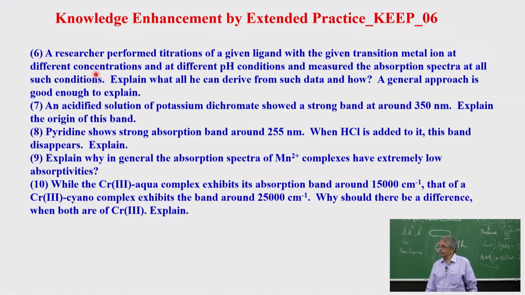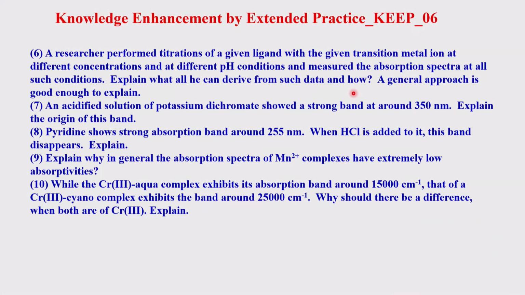A researcher performed a titration with a given ligand with a given transition metal ion, any hypothetical, at different concentrations. So you take a ligand, you keep adding different concentrations of the transition metal and find their absorption spectrum. Then you change the pH, and again do the same thing, again another pH. So under all these conditions he has measured the absorption spectra, so you have a huge amount of spectral data. Explain what all he can derive from such data.